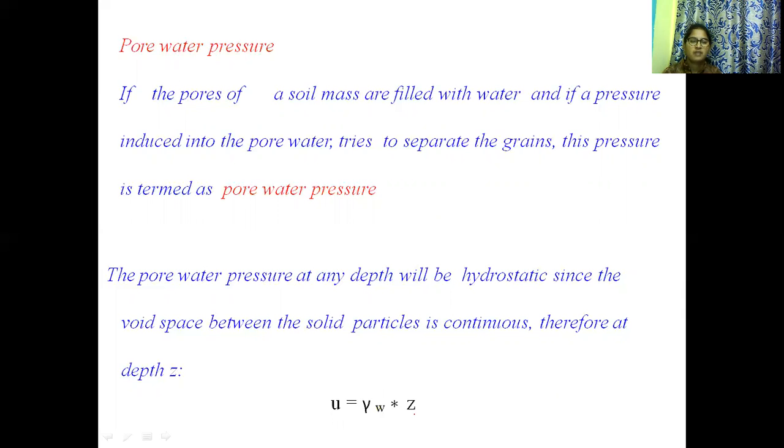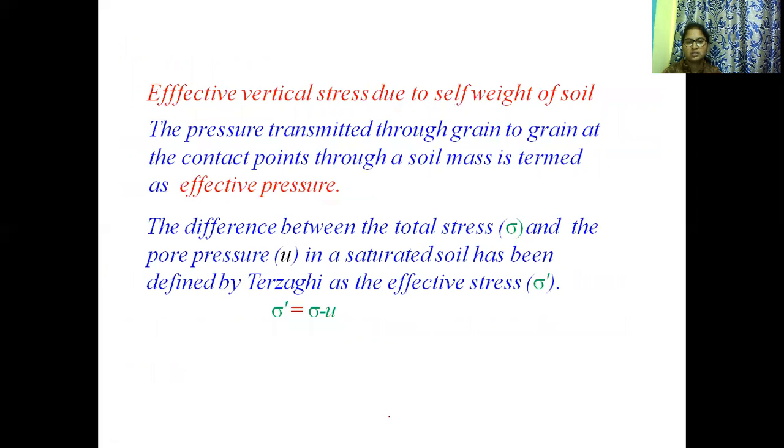If the pores of a soil mass are filled with water and a pressure is induced in the pore water that tries to separate the grains, this pressure is termed pore water pressure. Pressure at any depth will be hydrostatic since the void space between the solid particles is continuous. So pore water pressure or neutral stress is equal to gamma W into Z.